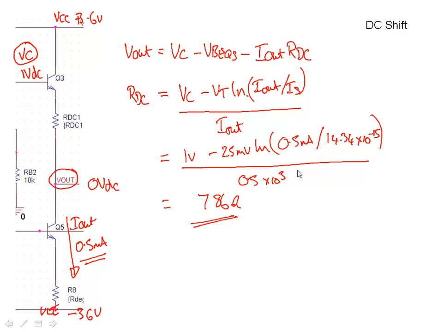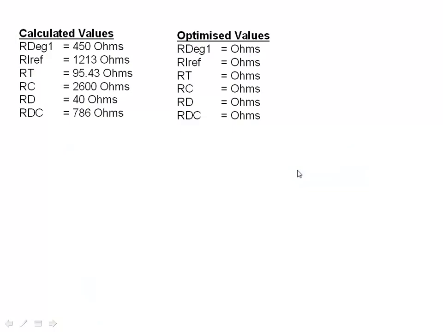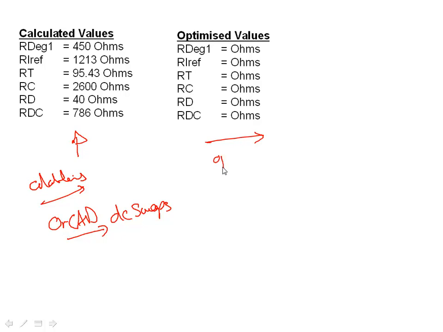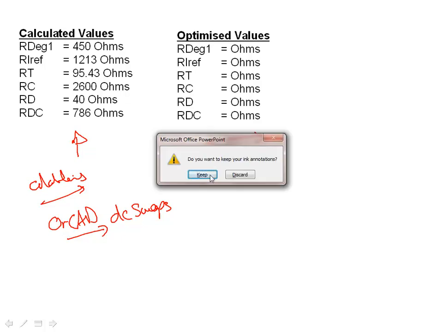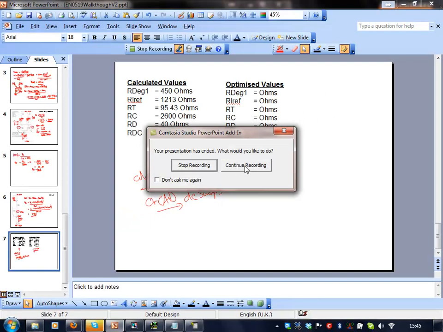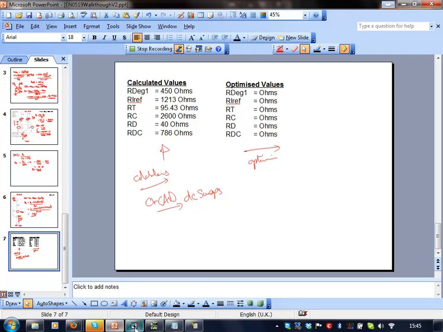So we should have everything ready to go. We've got all the maths done, and that didn't take too long. Now what we'll do is put those numbers into OrCAD. As you can see, I've just summed up all of the values here. These are all the calculations. We're going to pop them into OrCAD, and then do some DC sweeps, and find out what the optimum value should be. Because sometimes, when you actually do a design, it doesn't quite work exactly the way you would expect. So we're going to recalculate and see what happens. Okay, I'll keep those edits, and I'm continuing recording, so let's go to OrCAD.